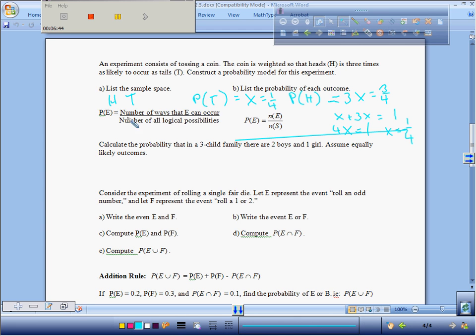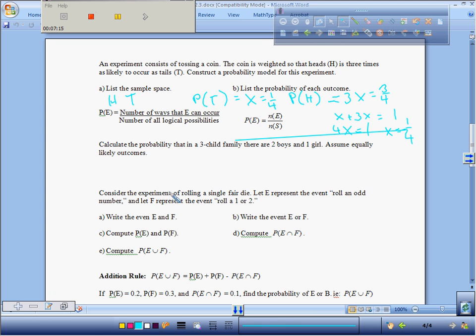So probability is defined as the number of ways that an event can occur over the number of all possibilities, okay? Calculate the probability that in a 3-child family, there are 2 boys and 1 girl. Assume equally likely outcomes. This answer might surprise you.